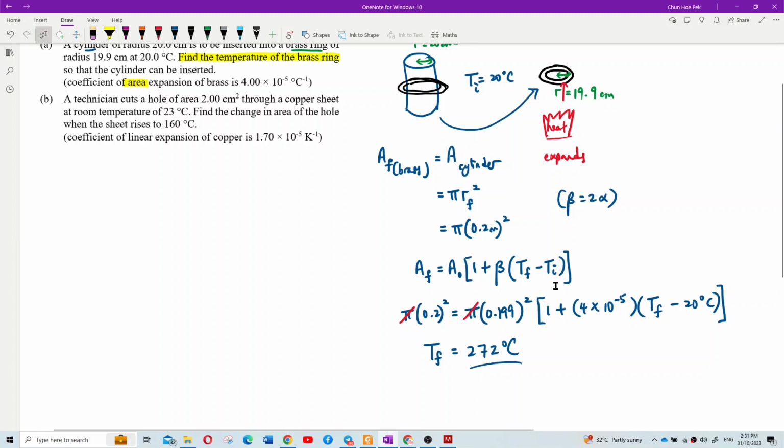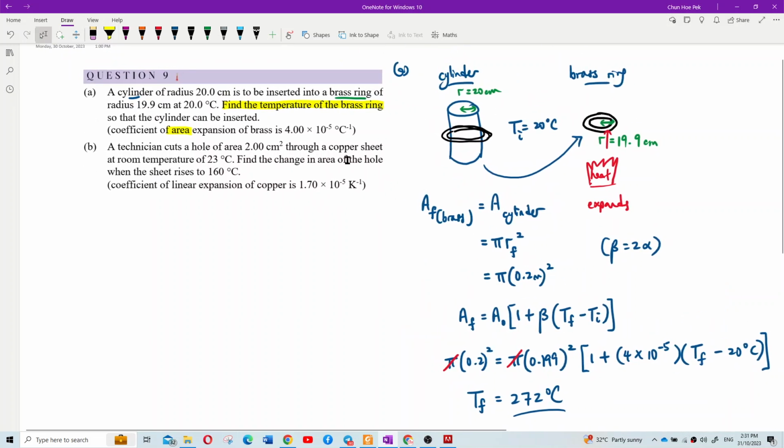Okay, class. Easy, understand? Question B. Okay, good. Now a technician cuts a hole of area 2 cm squared through a copper sheet at room temperature, 23 degrees Celsius. Find the change in area of the hole when the sheet rises to 160 degrees Celsius.